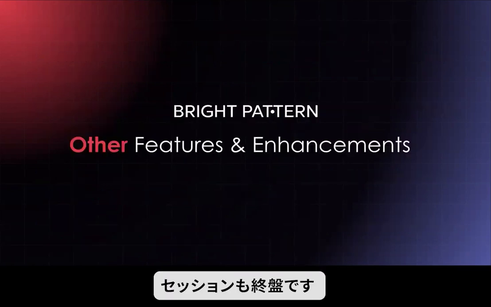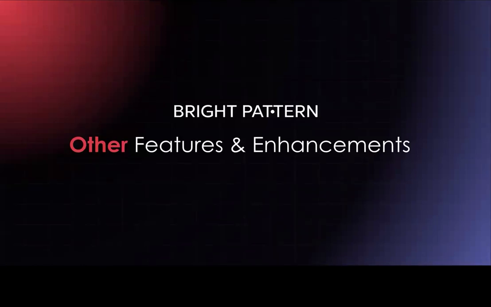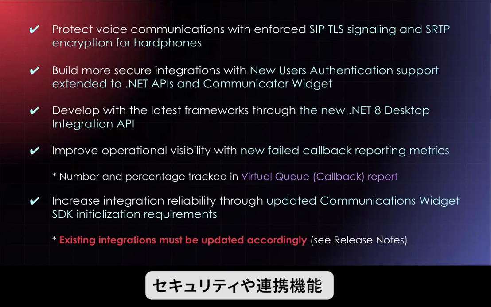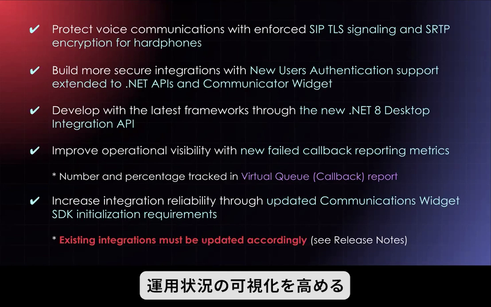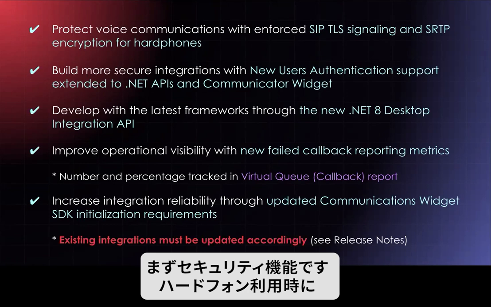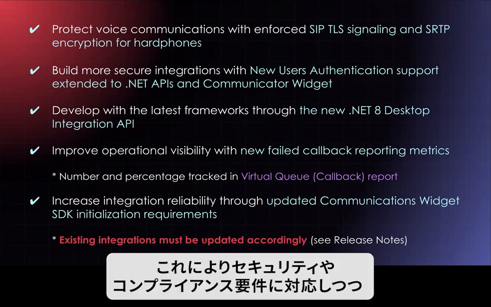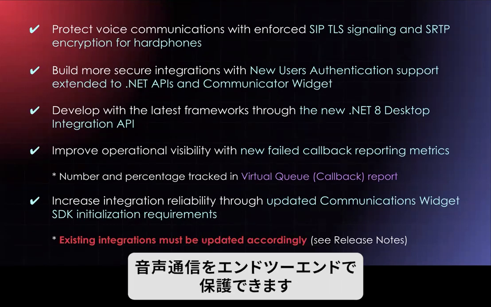All right, so we're nearing the end of our session, and for dessert, here's a compilation of a few smaller but nonetheless impactful features. We're going to wrap this up with a few additional enhancements that strengthen security, improve integration capabilities, and provide better operational visibility. Starting with security. Customers using smartphones can now enforce secure voice communications by requiring SIP-TLS for call signaling or SRTP for media encryption. This helps organizations meet security and compliance requirements while ensuring voice traffic is protected end-to-end.